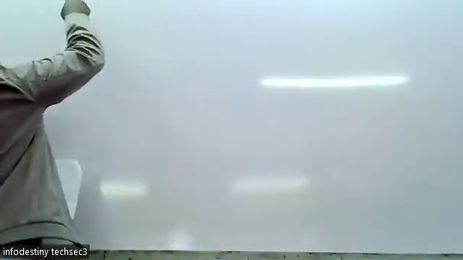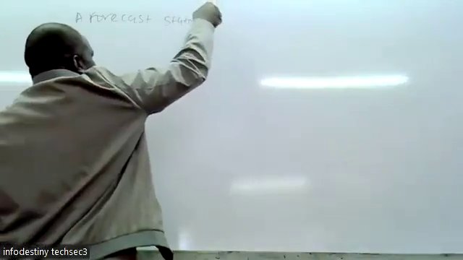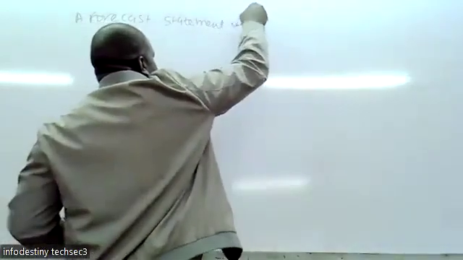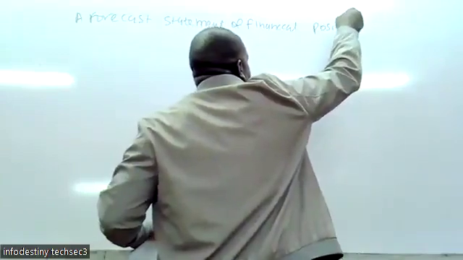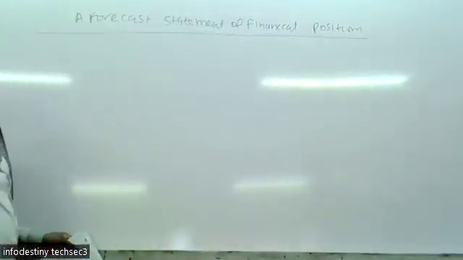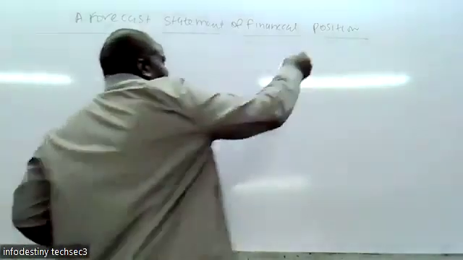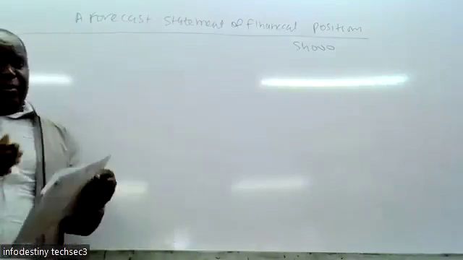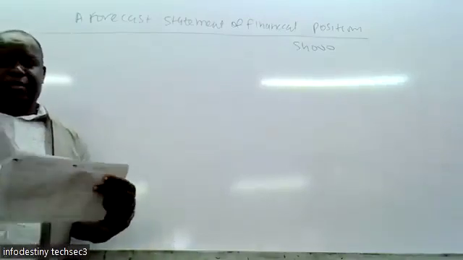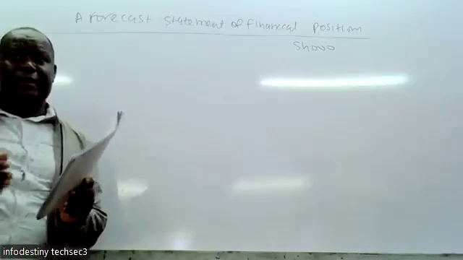A forecast statement of the financial position. So we now come up with a forecast statement of the financial position. That statement is the same as what you have. We only add the increases. You repeat that statement exactly the way it is presented, plus now the increases that you have just calculated.